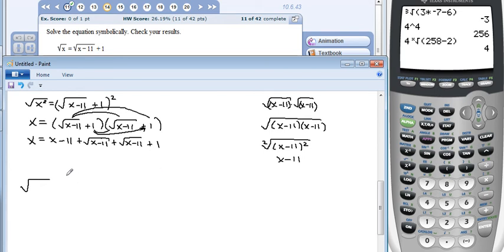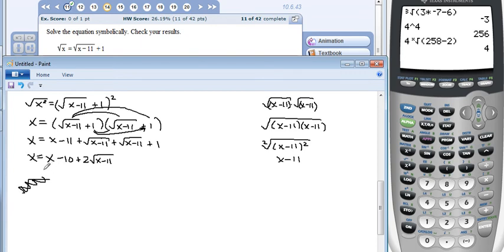So let's see what we can do here. We have x is equal to x minus 10, right? I've got my negative 11 and a positive 1. And then how many of these do I have? I've got two of the same thing. I've got two square roots of x minus 11. So now I only have the one radical sign, so I'm going to isolate it on one side. So I'm going to want to get rid of everything else over there.